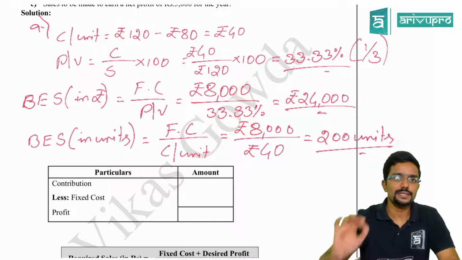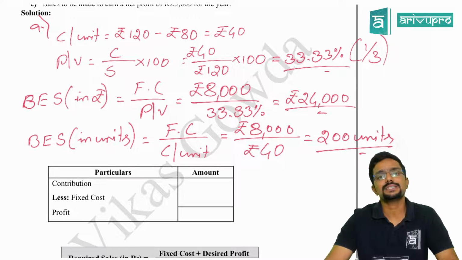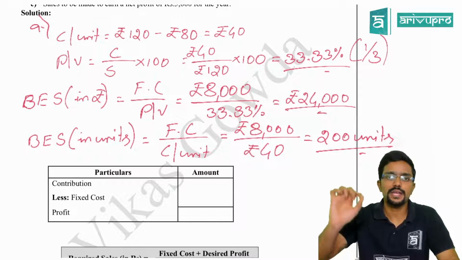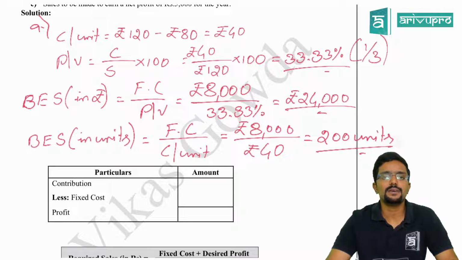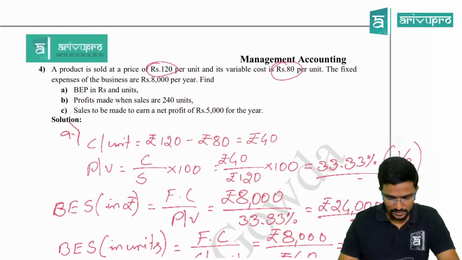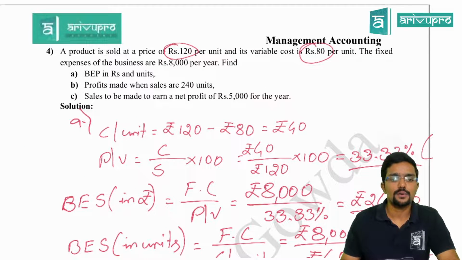If the company sells more than 200 units, they will start making profit. Any sales after 200 units is called margin of safety. Assume the sales of the company is 300 units. In that case, how much is margin of safety? 100 units, which will give profit for the company. Okay, so next, coming to the second one, profit made when sales are 240 units.